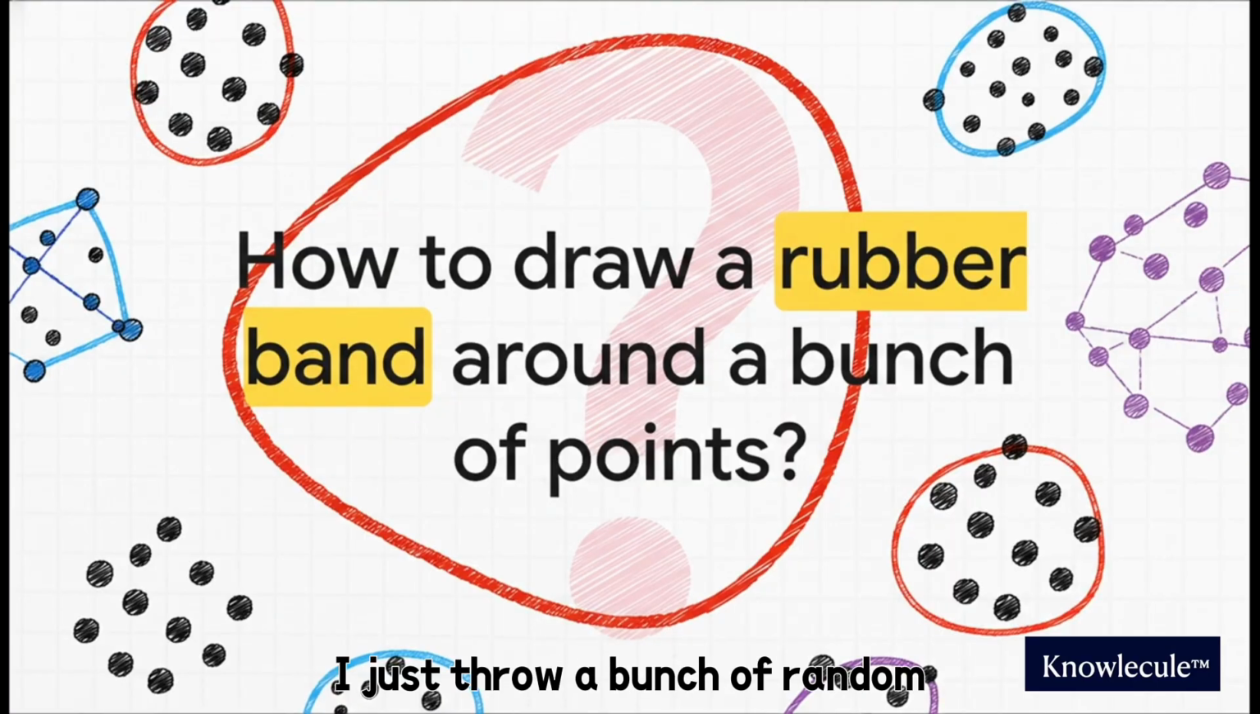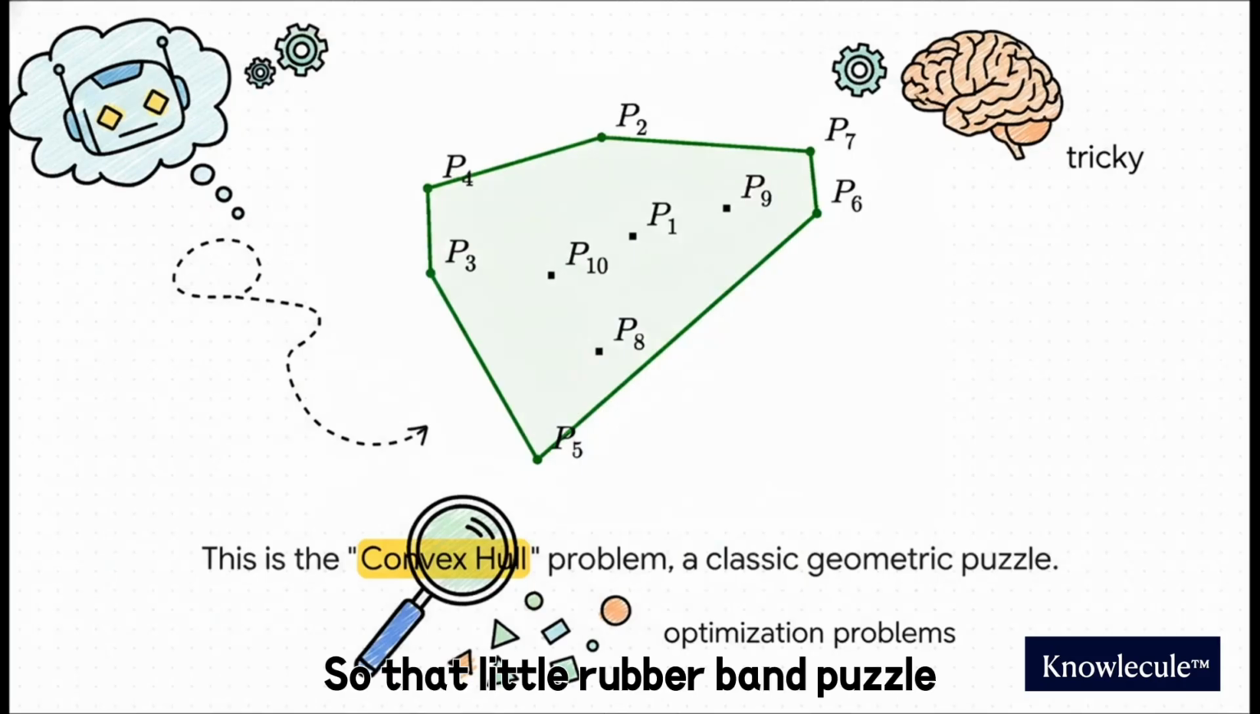All right, picture this. I just throw a bunch of random dots onto a screen. Now, what's the best way to snap a rubber band around the outside of all of them, so it's as tight as possible? So that little rubber band puzzle, it might look pretty simple, right? But in the world of geometry, it actually has a fancy name. It's called the convex hull problem. And believe it or not, teaching an AI how to do this, well, it's way trickier than you think.